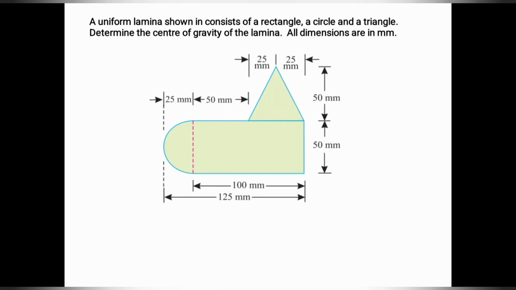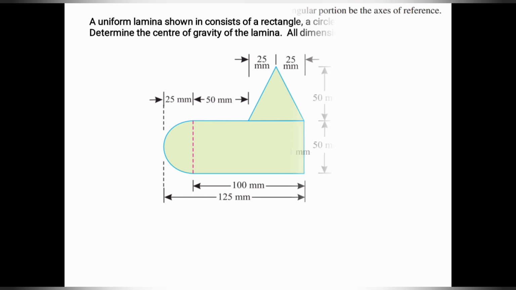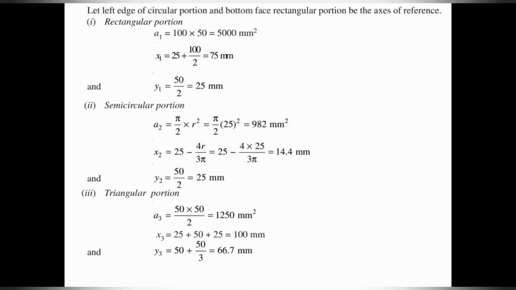Then to find x2, the centroid of the semicircle, here the diameter of the semicircle is along the y-axis. So while finding x, the distance is from the diameter to the center of the semicircle. So that is 4r by 3 pi. Because it is inverted here, you have to just subtract from the total radius. So 25 minus 4r by 3 pi will give you 14.4 mm.